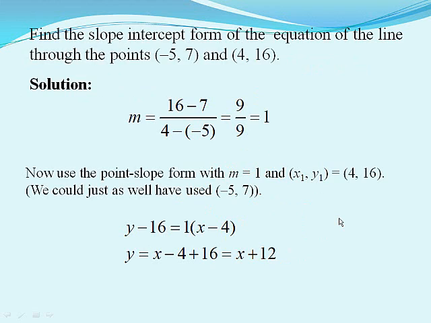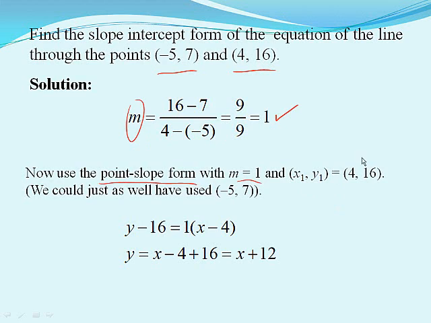Find the slope-intercept form of the equation of the line through the points negative 5, 7 and 4, 16. Here we are given 2 points. So therefore we need to find the slope first. So slope is going to be y2 minus y1 over x2 minus x1, and it is calculated as 1. So slope is 1. Now we can use the point slope form of the line with the slope equal to 1 and one of the points as x1, y1.